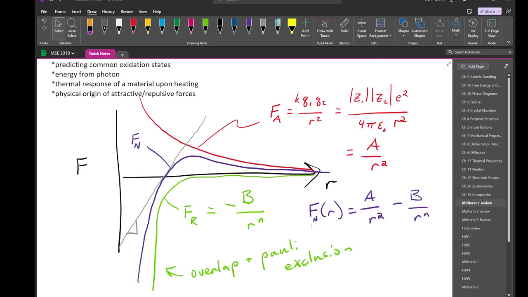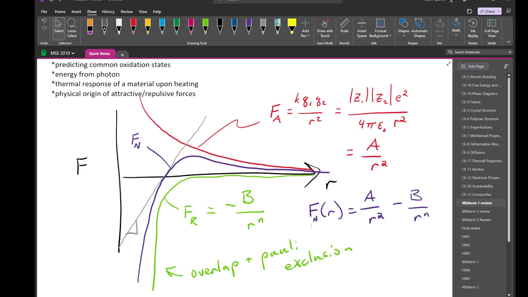F_N of R equals A over R squared minus B. I got a little bit sloppy. All of these should be written with parentheses R technically, because these are all functions of R. F_N, which is a function of R, just like F_A is a function of R. All these things are functions of R, they're changing with R.